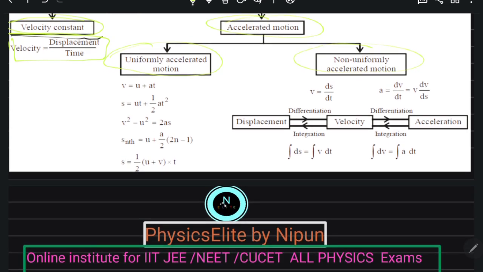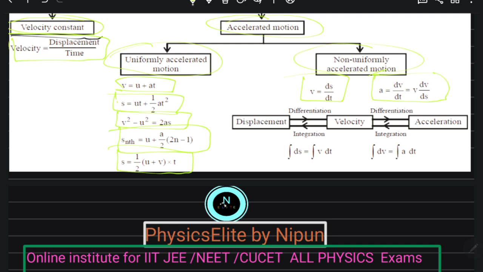And as I told you a few minutes before, if acceleration is constant, then we can apply the equations of motion: v is equal to u plus at, s is equal to ut plus half at square, v square is equal to u square plus 2as, displacement in nth second, s is equal to u plus a by 2 into (2n minus 1), s is equal to half (u plus v) into t. Non-uniformly accelerated motion: v is equal to ds by dt, acceleration is dv by dt and v dv by dx.